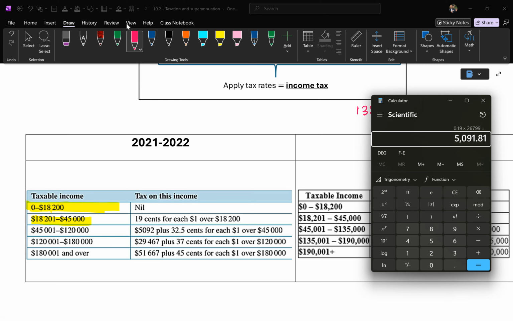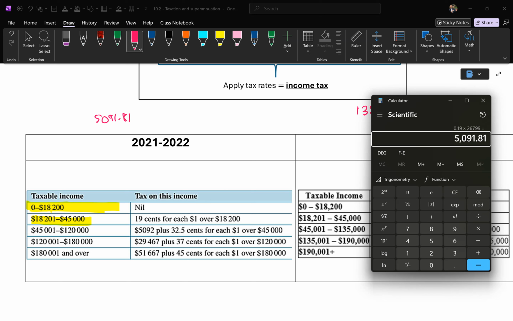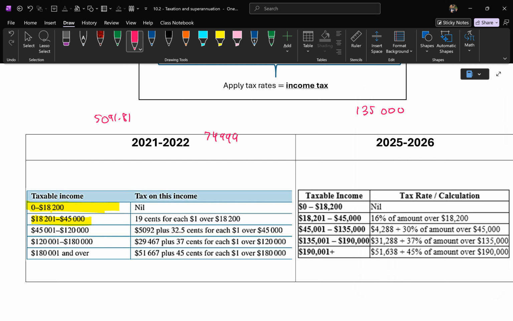135,000 is still more than 120,000. So that means from $45,001 to $120,000, how much are they going to tax? Here, we can do the same thing again. So I'm just going to write the amount to remember. So it's 5091.81. Next one was, if I earned more than 45,000, up to 120,000, take away $45,001. That's now $74,999, right?